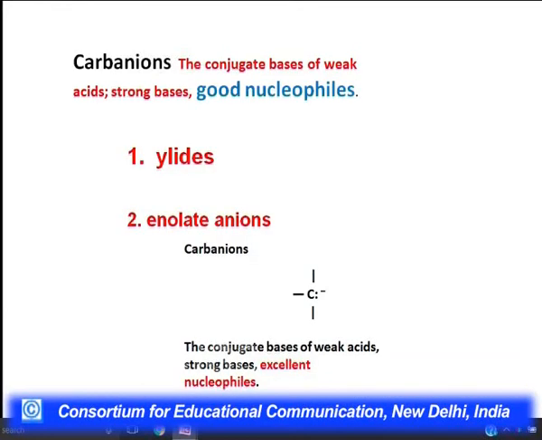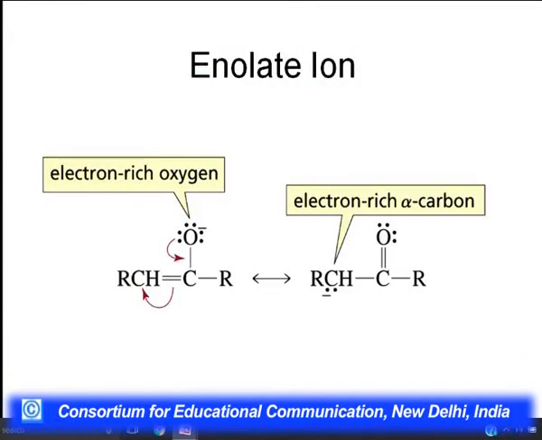So what we are going to do today is start with the reaction of carbanions, which are good nucleophiles, beginning with the Wittig reaction. Then we shall be dealing with enolate ions. Please remember that the enolate ion is formed because an alpha hydrogen is acidic in nature.